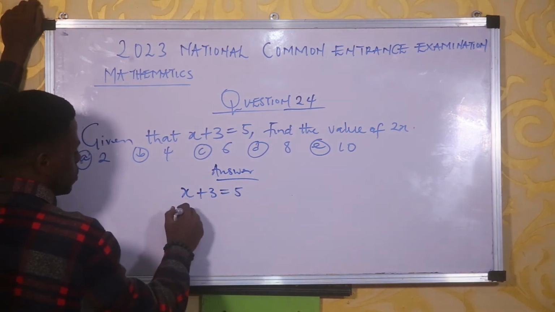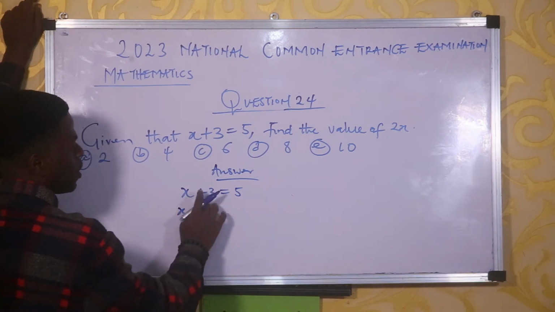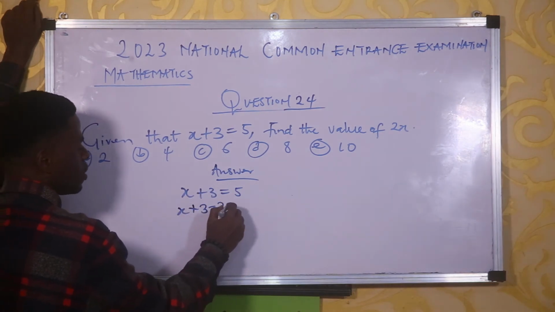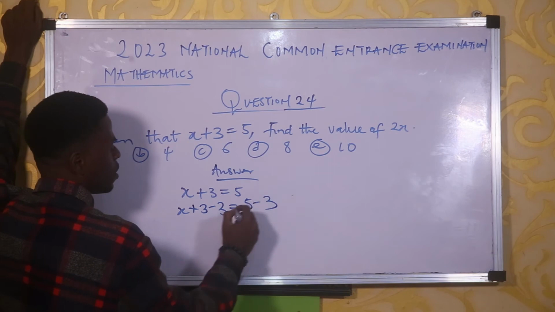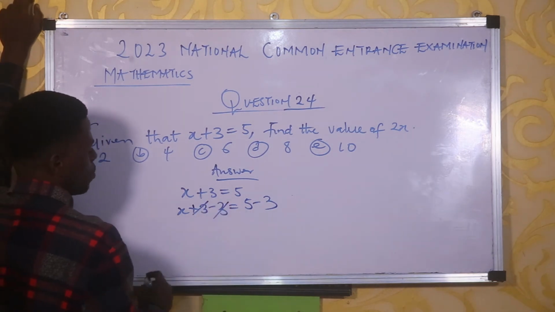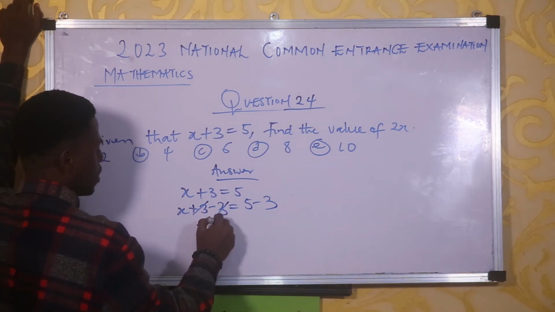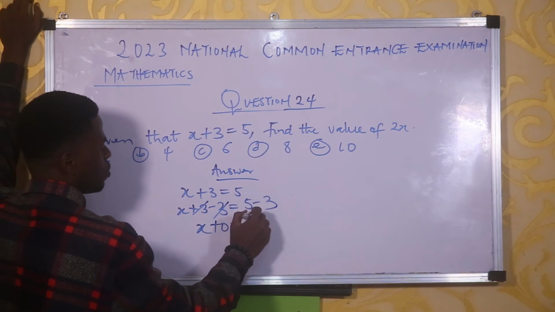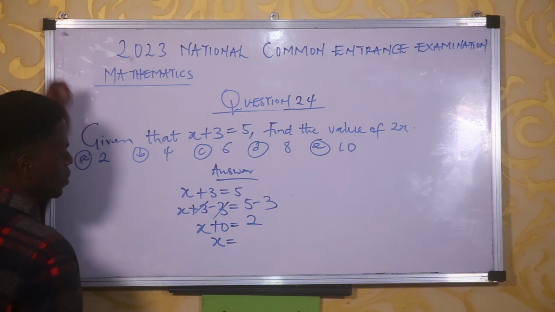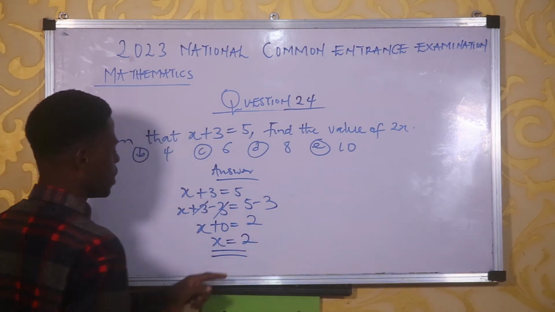So in this place, we have to subtract 3, since 3 and x are not like terms. So we have to subtract 3 from both sides, since this one is plus 3. So we have x plus 3 minus 3 equal to 5 minus 3. 3 minus 3 is 0, so x plus 0 equal to 5 minus 3, which is 2. x plus 0 is x. Take note of that. So our x is equal to 2.